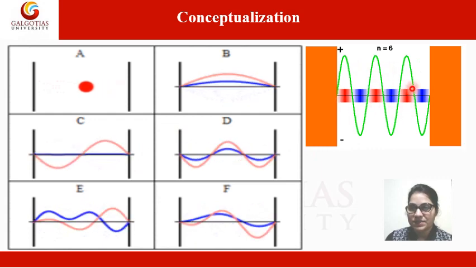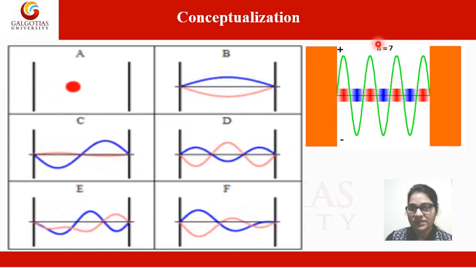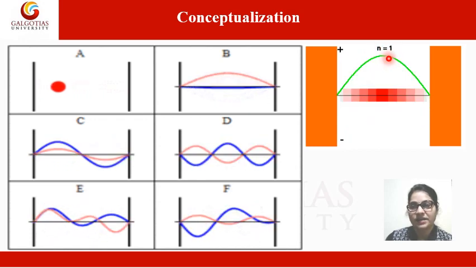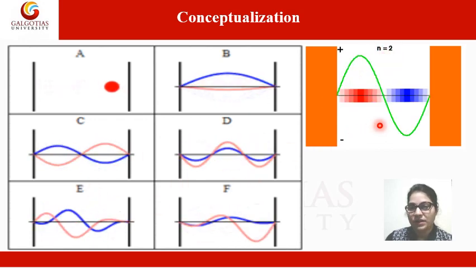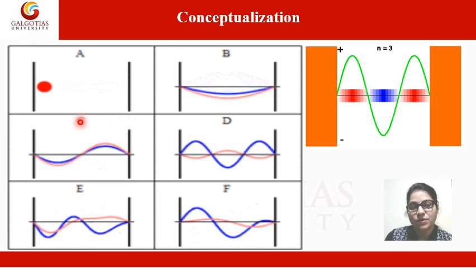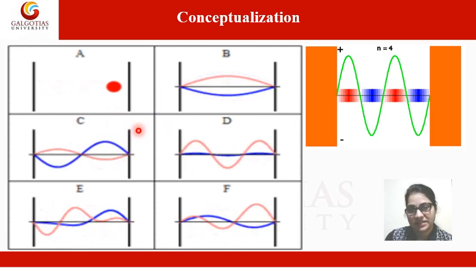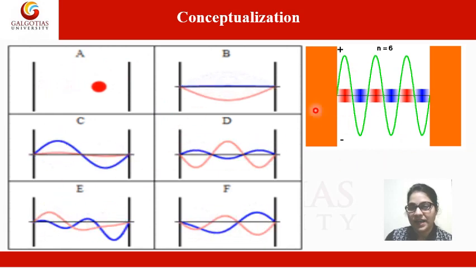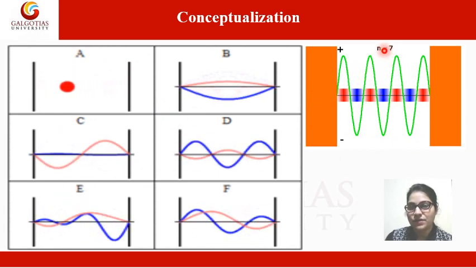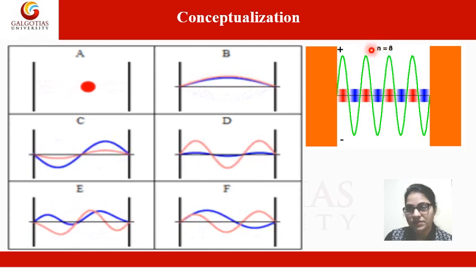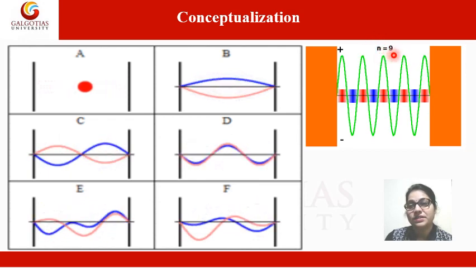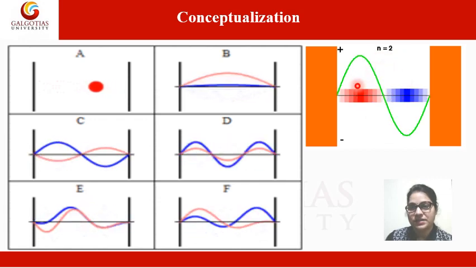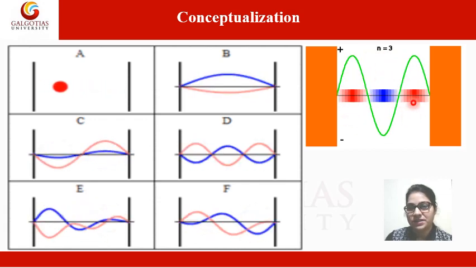So the same representation shows the different quantum states, represented by n. This is for the 1D model, where the electron is confined only in the x direction. This is a simple representation of the different wave functions according to the different quantum states. This is for n equals 1, this is for n equals 2, n equals 3, and so on.